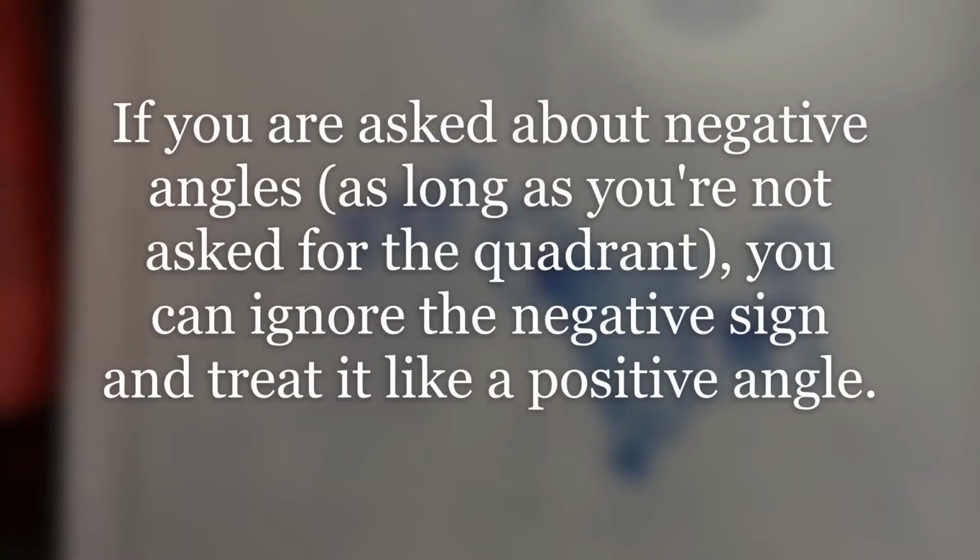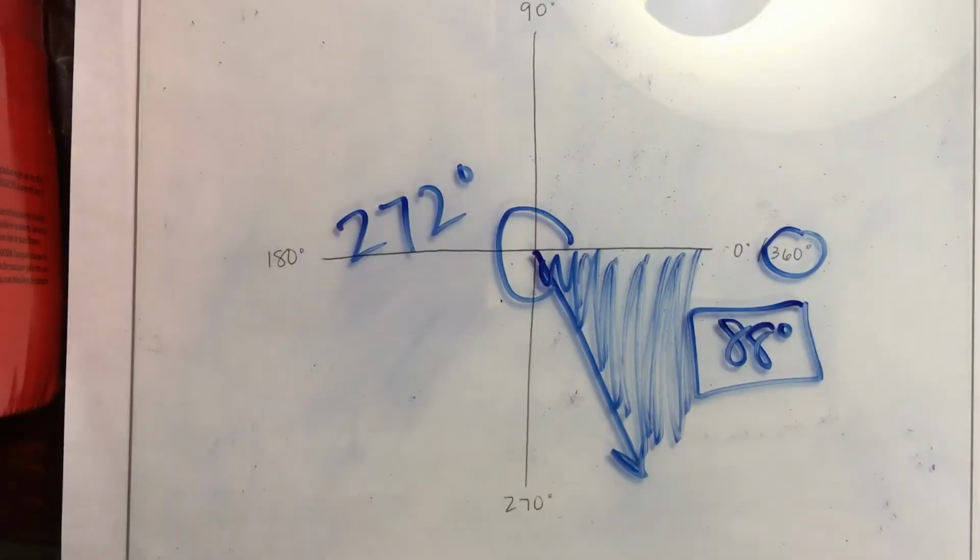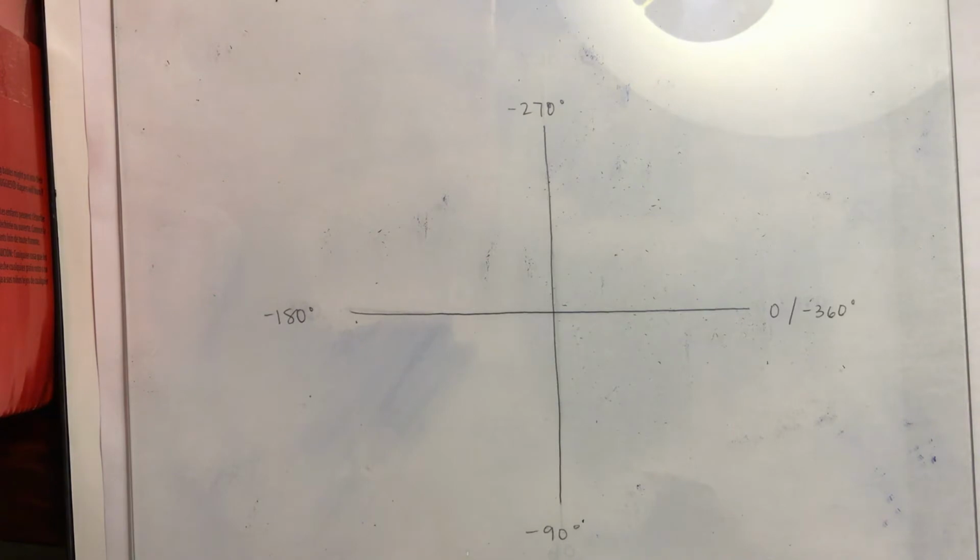If your homework throws in negative angles, as long as they don't ask you which quadrant you're in, you can ignore the negative sign and just treat it like it's a positive, because the reference angle will still be the same regardless of whether you have a negative or a positive angle. We can do one example just to make sure you feel comfortable. Remember, if we're going in the negative direction, that means we go down, so negative 90 is at the bottom instead of 90 being at the top.